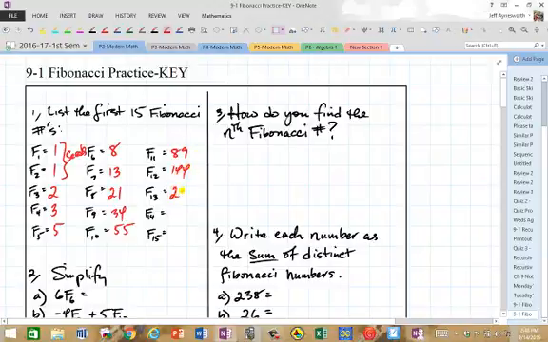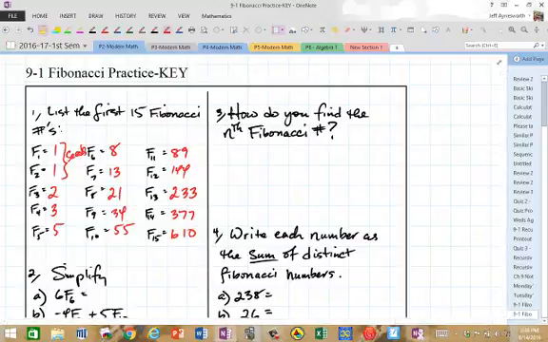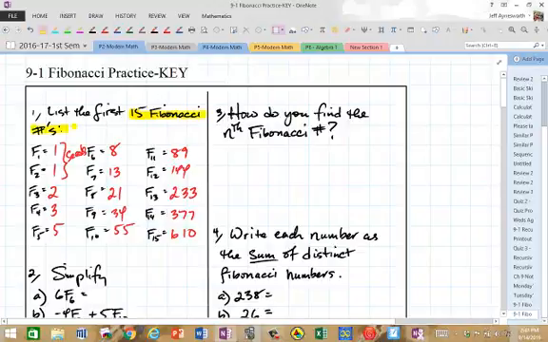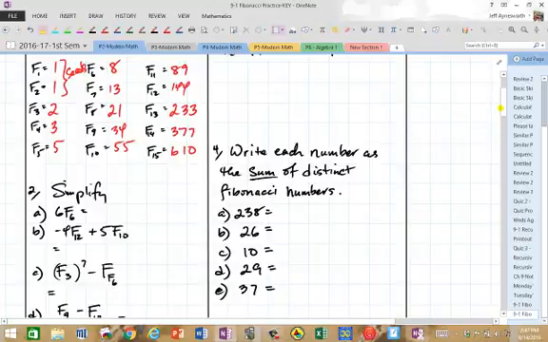And then you get 233, and then 377, and then adding 233 and 377 is 610. That's your 15th Fibonacci number. So you start off by writing down the first 15 Fibonacci numbers, and then you use them throughout the exercises, okay? And that's why I put it there in number 1.